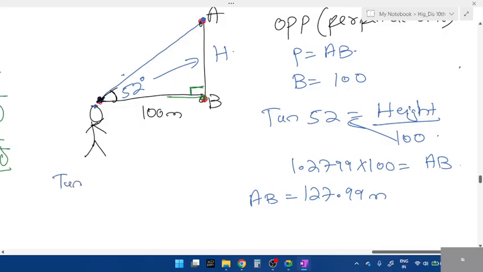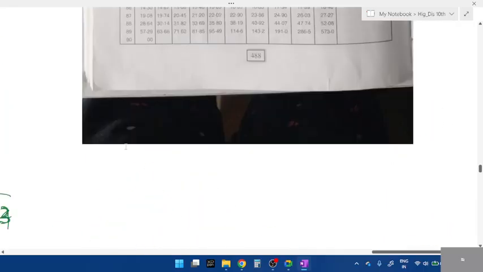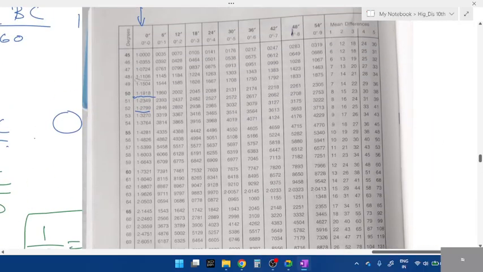Okay. If it was tan 30 degree or tan 60 degrees, height AB is equal to 100 times tan 60. What is tan 60? Root 3? 1.732, right? Tan 60 is 1.732. Look at tan 60. Are we getting 1.732?